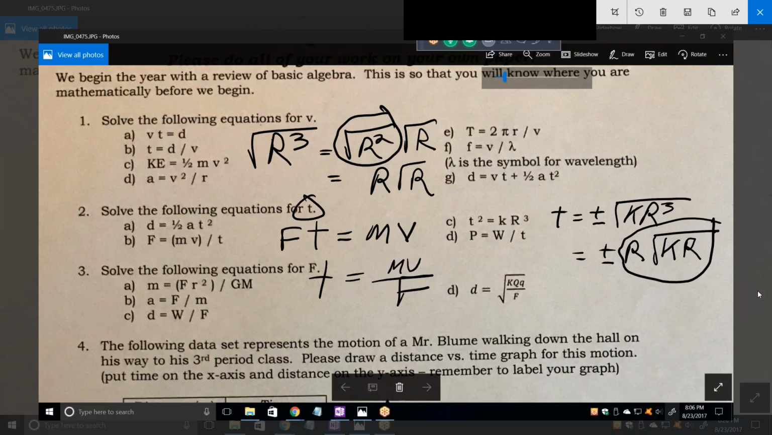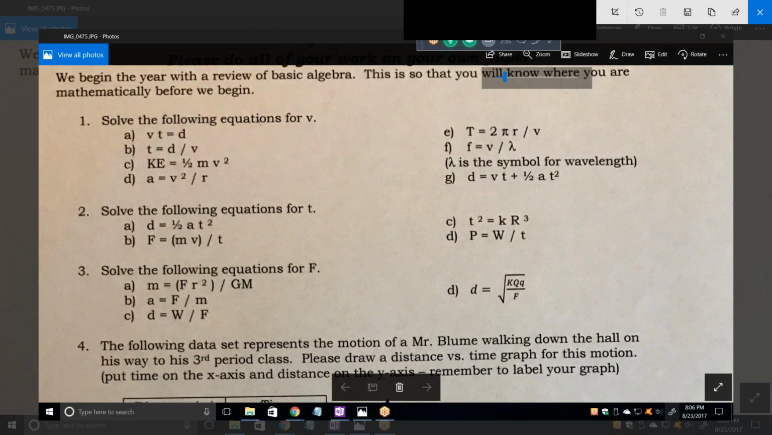If it had been r to the fourth, then I could have pulled out two r's, or an r squared, and I would have pulled them all out. But you pull out what you can pull out only. And what's left over is the square root of kr still. So this is the answer. Okay. Let's see. D?